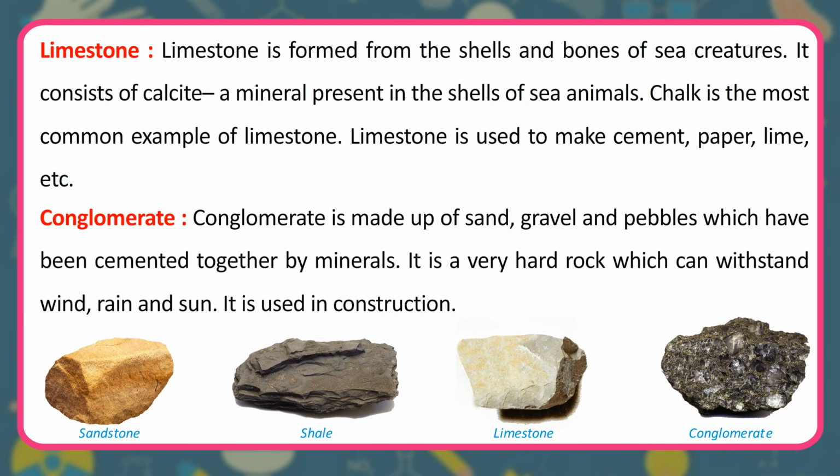Conglomerate. Conglomerate is made up of sand, gravel and pebbles which have been cemented together by minerals. It is a very hard rock which can withstand wind, rain and sun. It is used in construction.